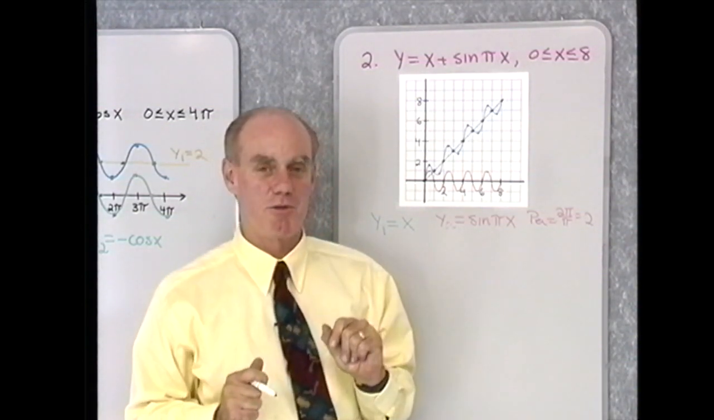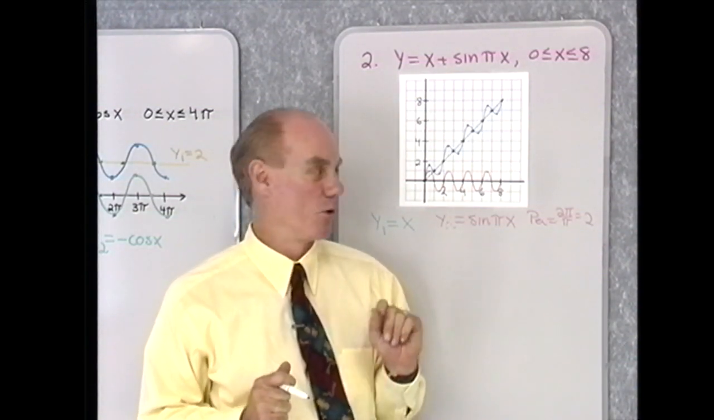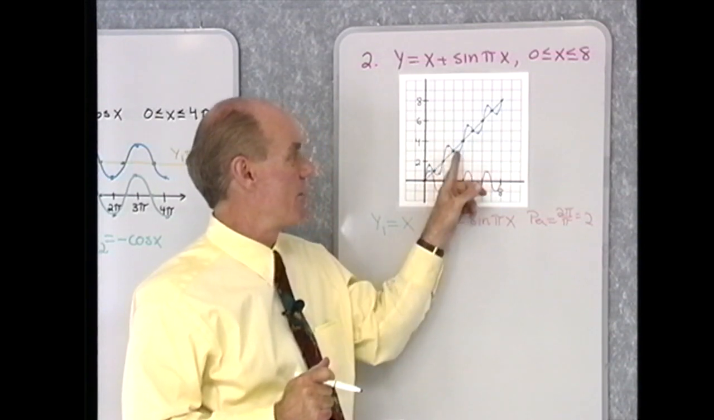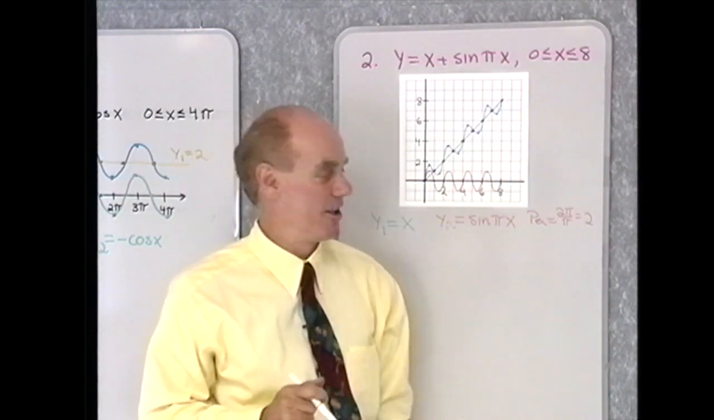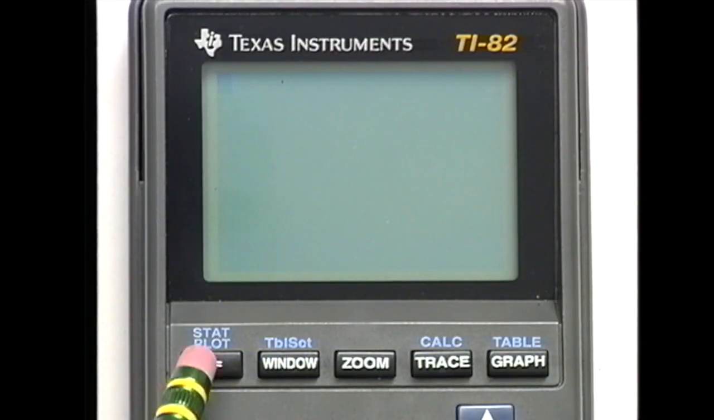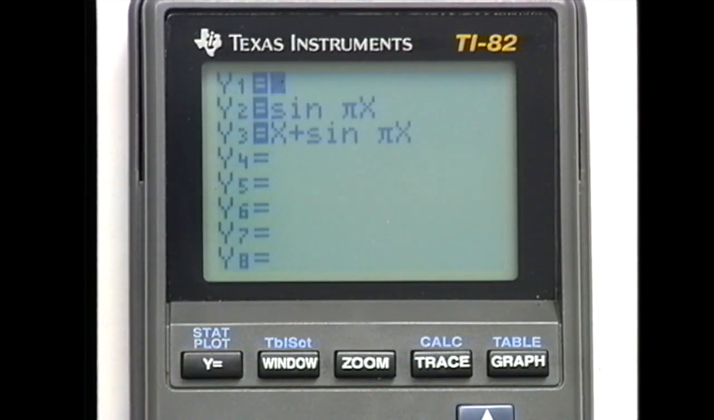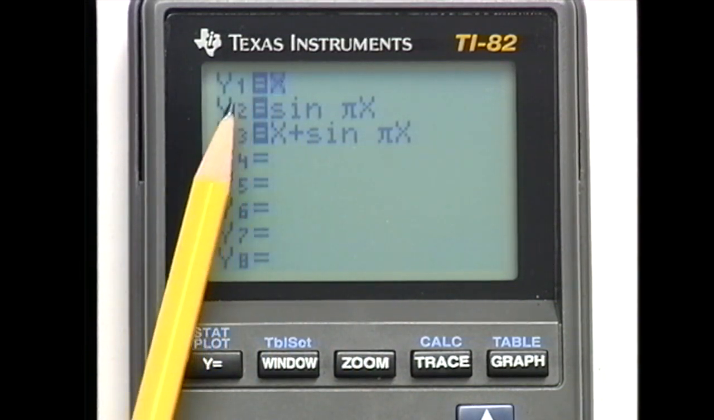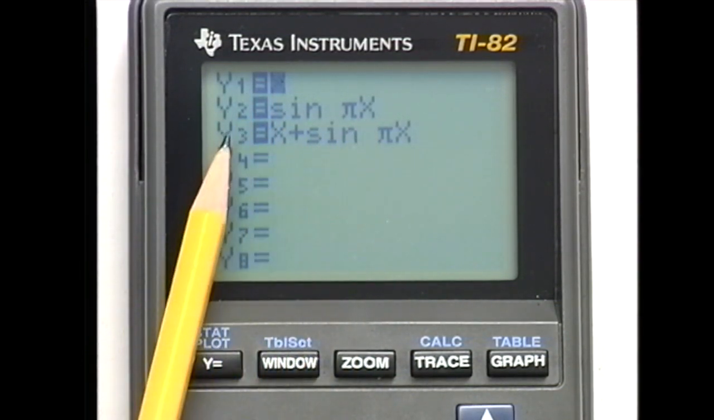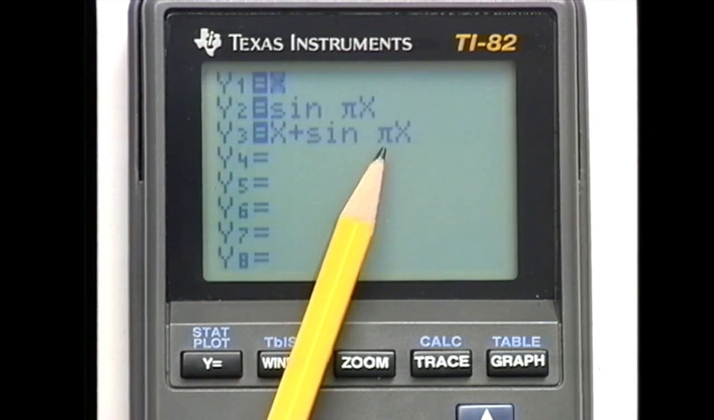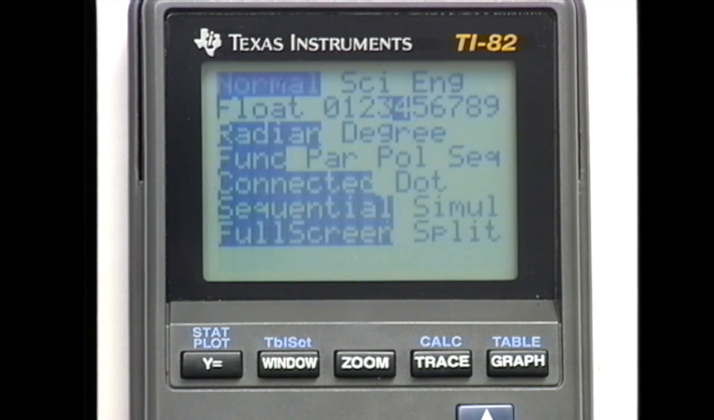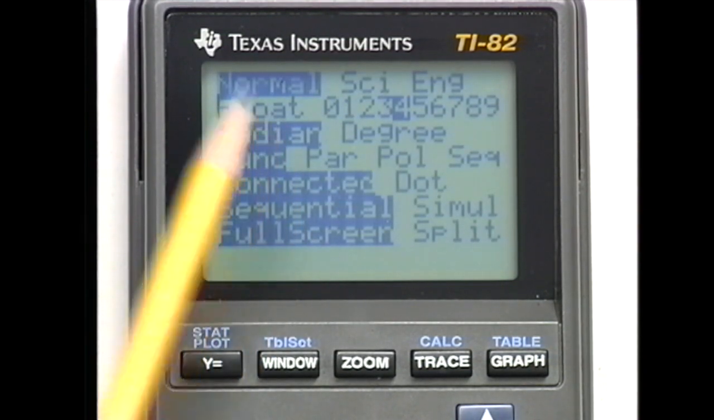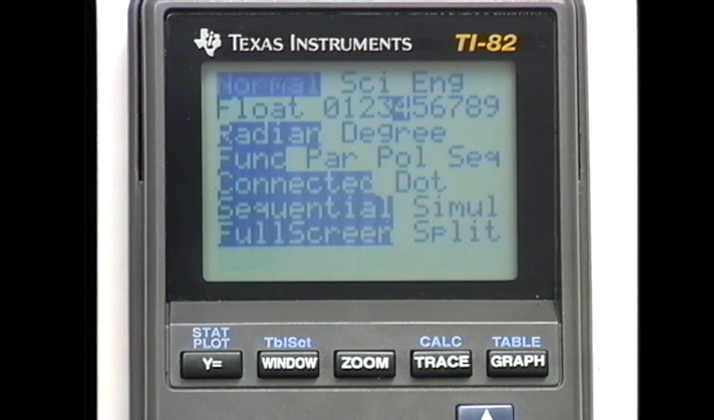What I want to do next is take the graphing calculator and see if the graphing calculator will confirm that this graph that I've drawn right here is approximately what this graph should look like. Let's go to the graphing calculator. Okay, here I've got my calculator. Let's look at my y variables list. I'm going to graph y1 as x, y2 is sine pi x, and y3 is equal to x plus sine pi x. Now, if I go to my mode button, let me just press the mode for a second so you can see. I've changed my calculator to radian mode. Before, I think last time I showed a calculator problem, we were in degree mode.